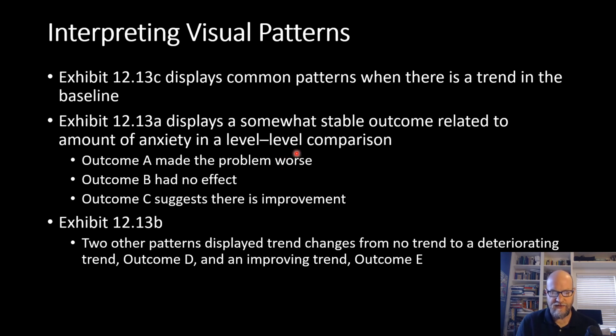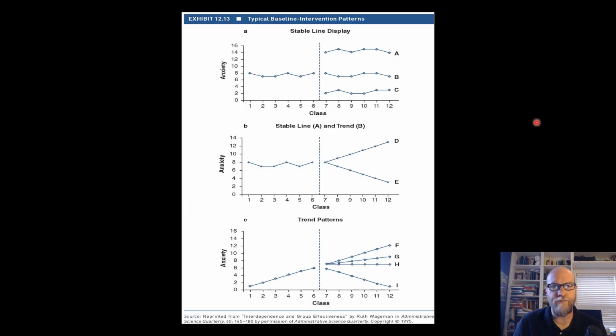I kind of talked about this slide already in terms of interpreting them. These are some typical baseline intervention patterns, right? Again, this is just more examples of how we interpret things. So you see here we have a stable line, and A, B, and C. In case A, it's improved. In case B, it's about the same. In case C, the magnitude has gotten lower.